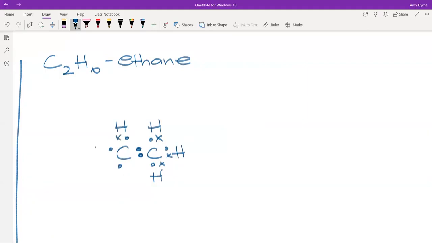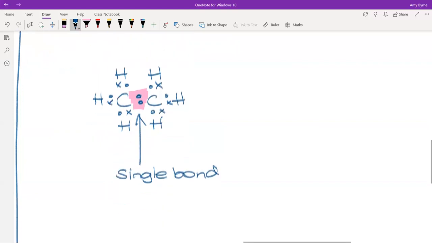This is a completely acceptable way of showing molecules all the way up to like IB chemistry, like DP chemistry. Here, I have 2 electrons that are being shared. So this is called a single bond. So in a single bond, there are 2 shared electrons.